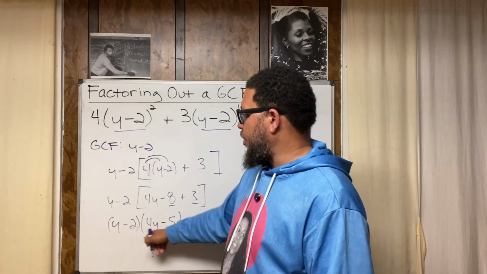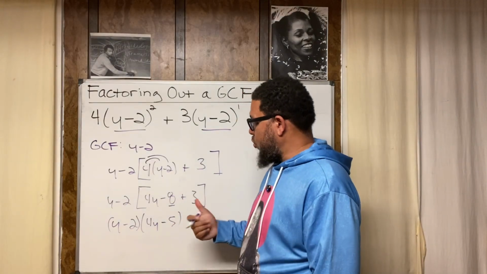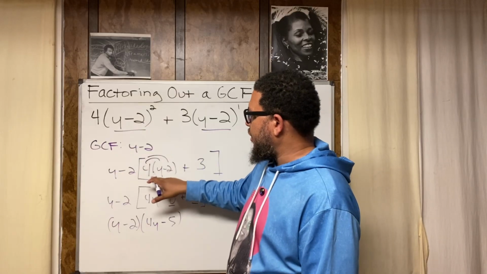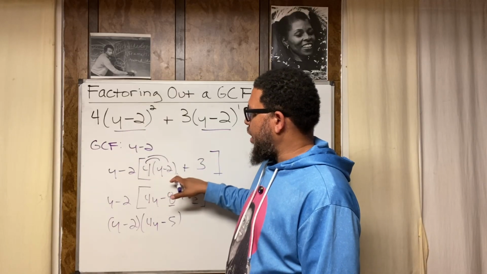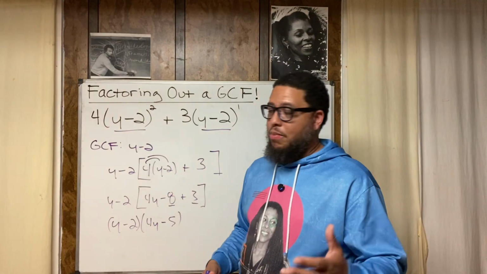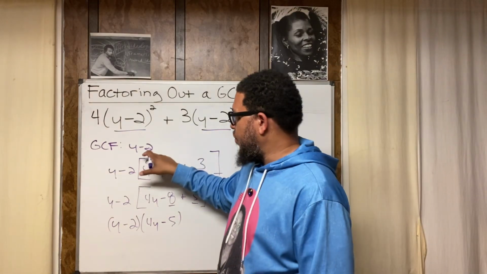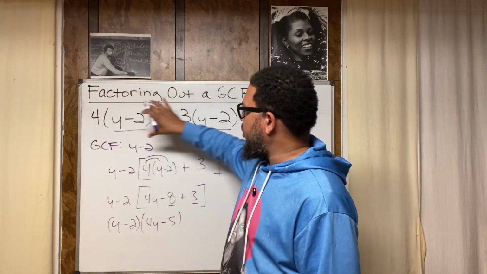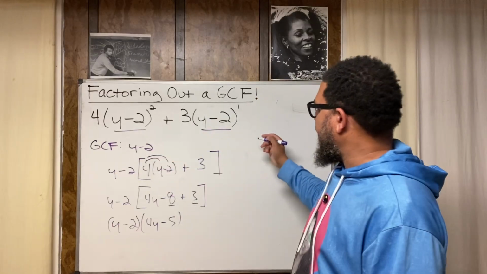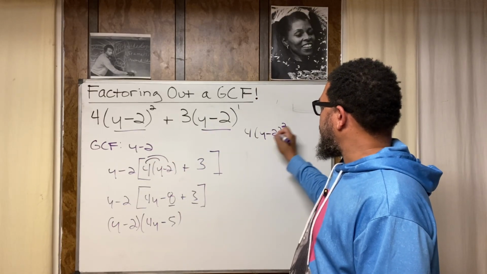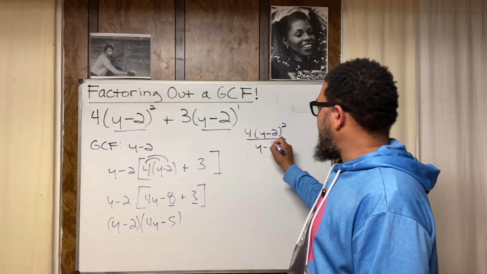All right, now this is going to be our final answer, but let me go back real quick, because I want to explain something. I didn't really show you how we got this right here: 4 times the quantity y minus 2. Somebody watching this video might be wondering where that came from. Well, remember, when we find the GCF, y minus 2, you divide each term by the GCF. So it looks like this: 4 times the quantity y minus 2 squared, divided by y minus 2.